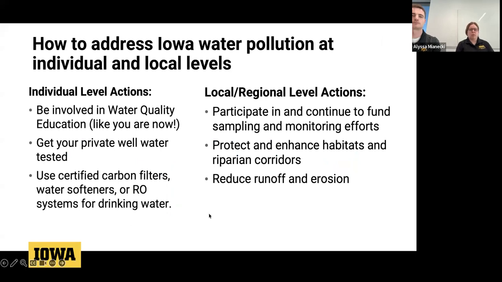So we want to leave you guys with some things that you can take home, maybe some actions. So the first thing you can do is just be involved in water quality education, which you're already doing, and you're doing a great job.